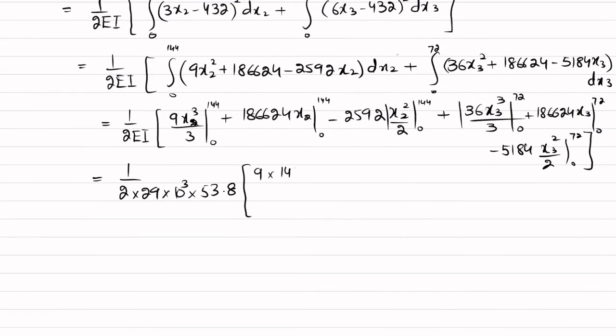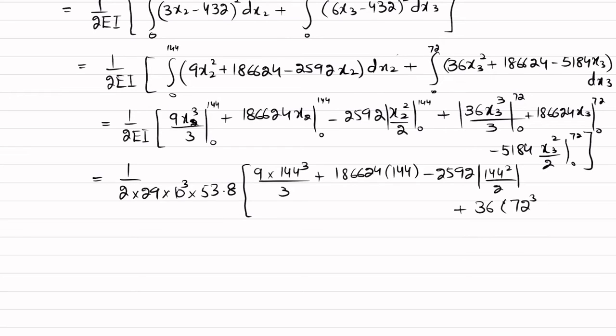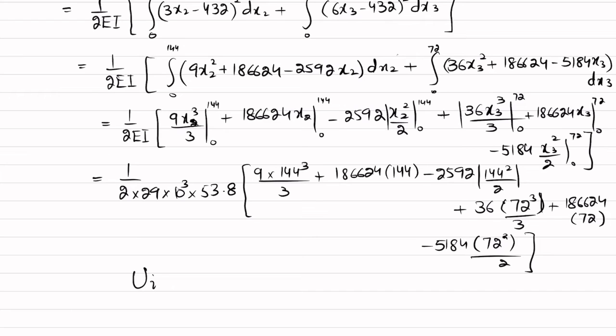9 multiplied by 144 cube over 3 plus 186624 into 144, plus minus 2592 into 144 square over 2, plus 36 into 72 cube over 3 plus 186624 multiplied by 72 minus 5184 into 72 square divided by 2. And when you solve all this, you will get the strain energy due to bending moment of coordinates x2 and x3 comes out to be 4.31 kips into inch.